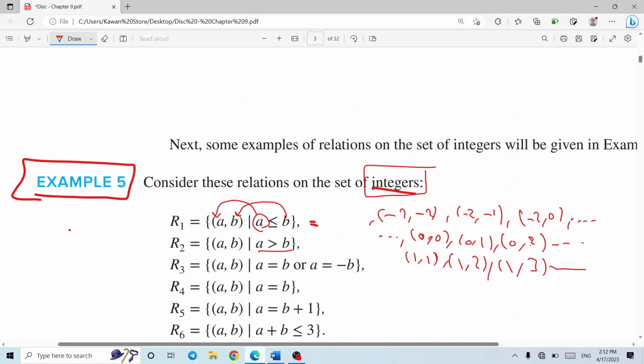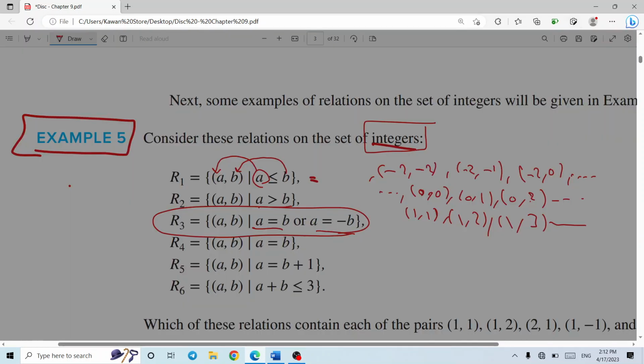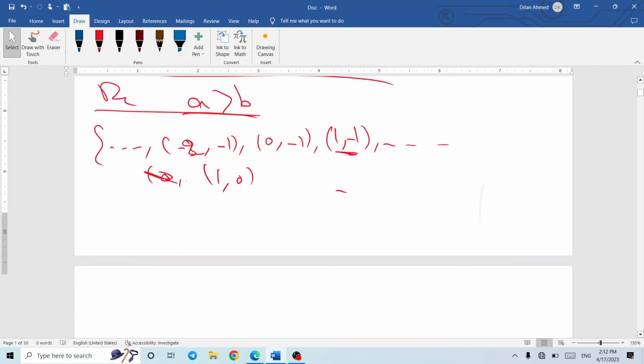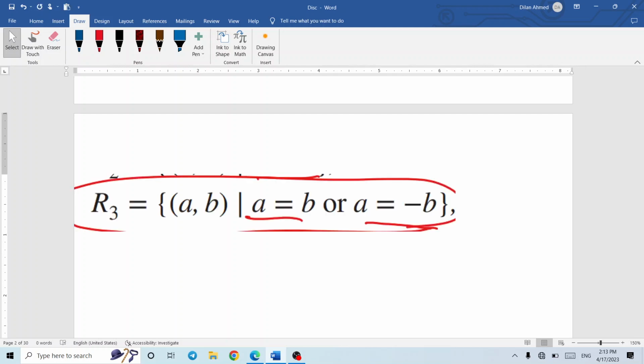And how about the third relation? We have equal or negative. Can you imagine? Listen, just imagine. You don't need to study here, actually. Just imagine. Yalla. Give me the elements of the set like that. Yalla, dears, give me the set. Let me start with any number that you like.